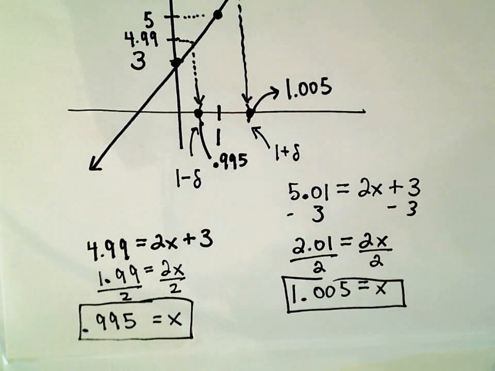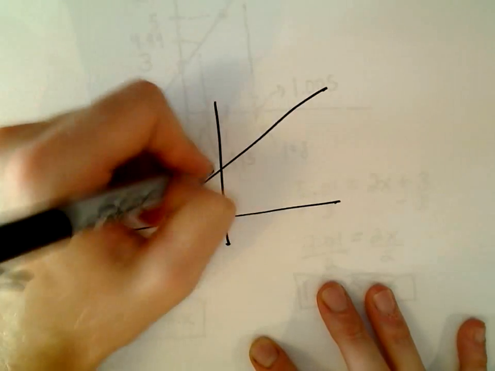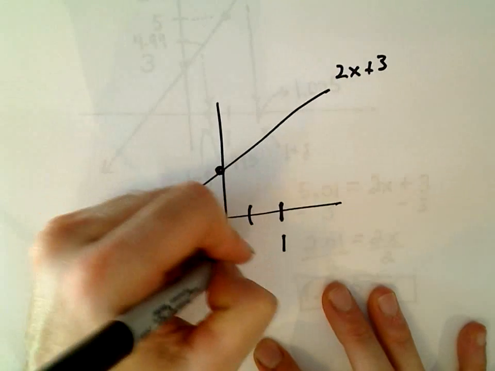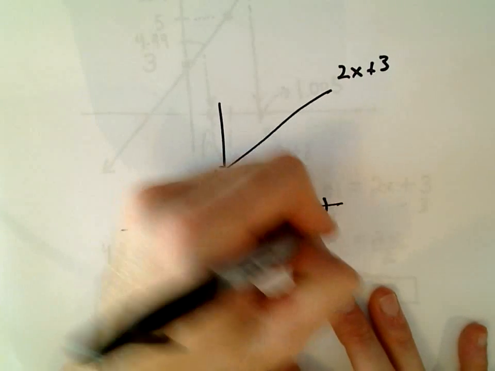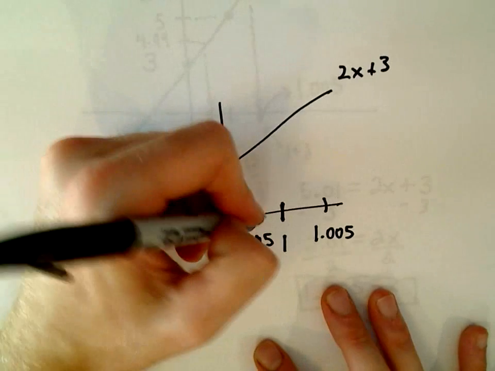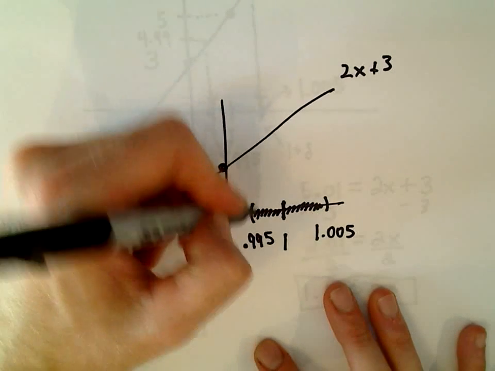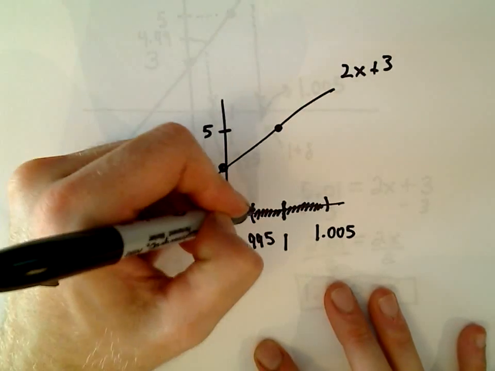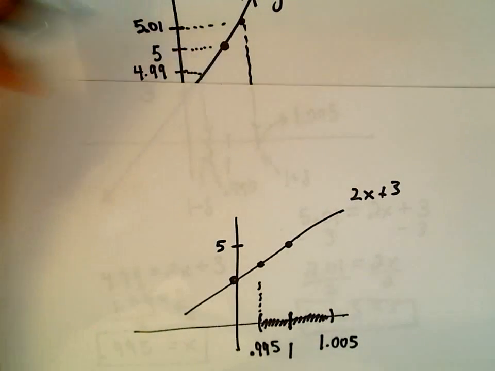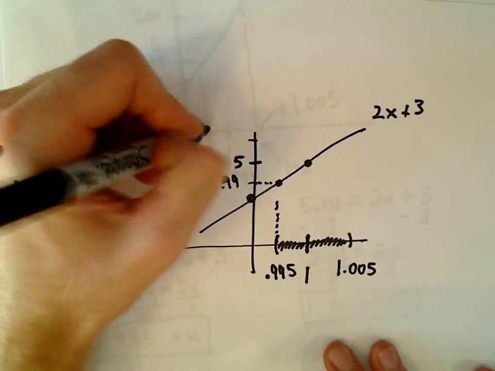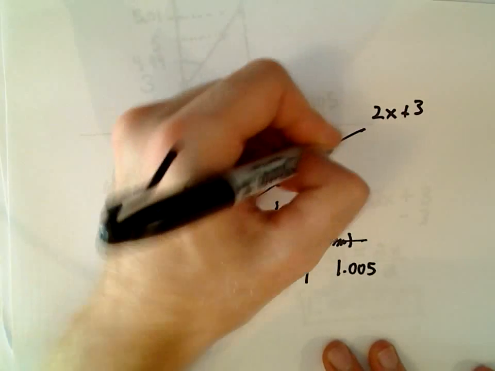Let me draw one more little picture here. There's 2x plus 3, and there's our value 1. It says if we're over here at 0.995 and over here at 1.005, and I take any x-coordinate strictly inside of there, I'm going to get y values, so there's 5, that are within 0.01 of that number. And basically now we're done. We've found our delta in this case.